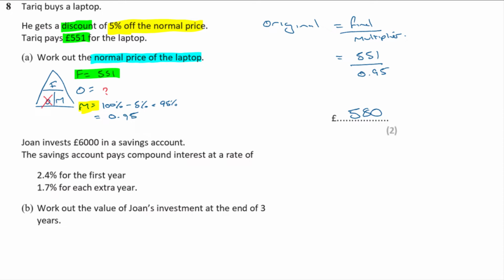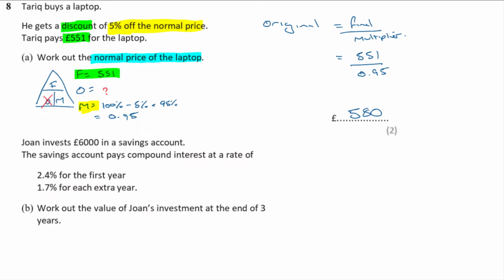If you worked it out and came to like £479.68 or something, then you're not going to have to pay more in the sale, are you? It doesn't make sense. So just think, does my answer make sense before you move on with these sorts of questions? Right, now part B, Joan invests £6,000 in a savings account.